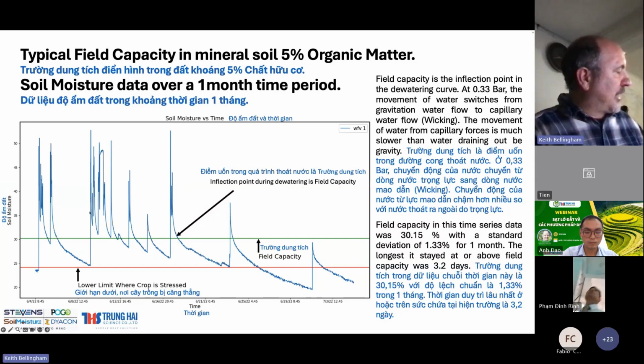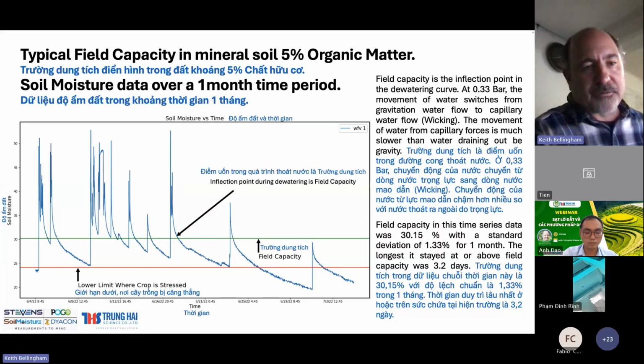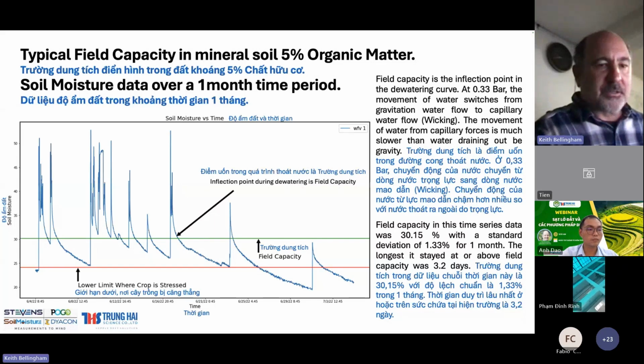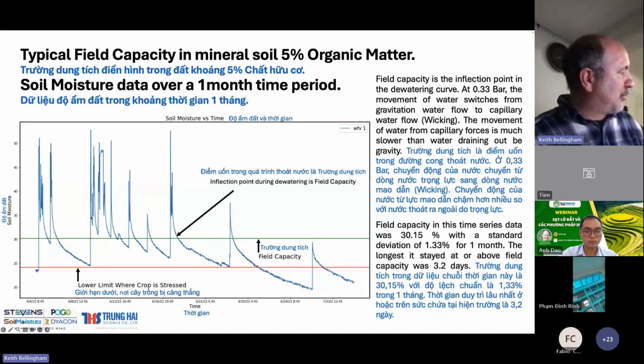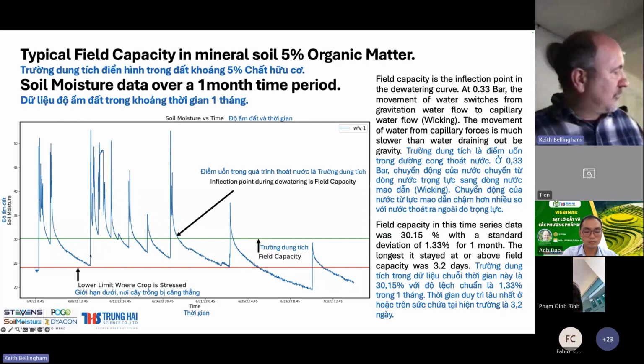And so in this example, one factor with landslides is the amount of time the soil stays at or above field capacity, which influences the risk of landslides. In this example, this is about 1 month of data. For this big cluster of rain events, the soil is staying at or above field capacity for about 3.2 days. And then maybe a half a day for these other rain events.